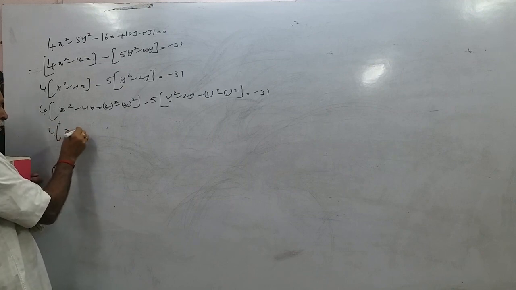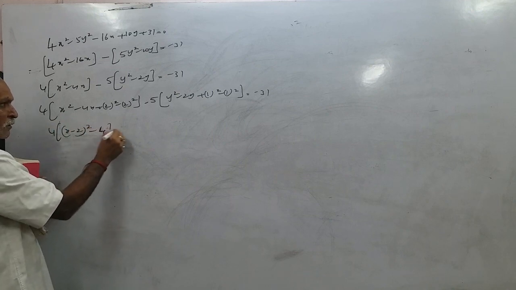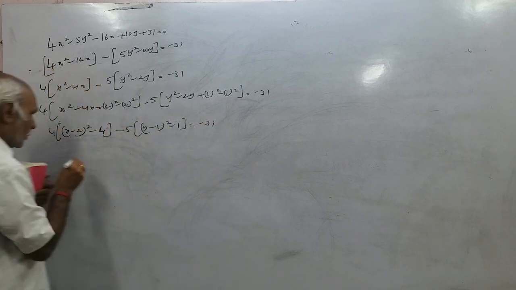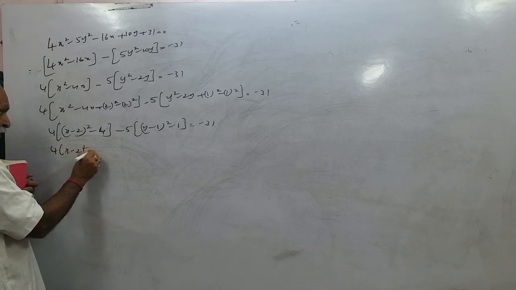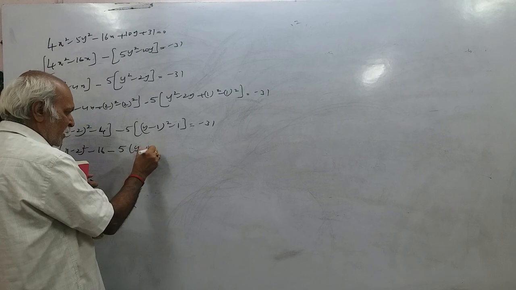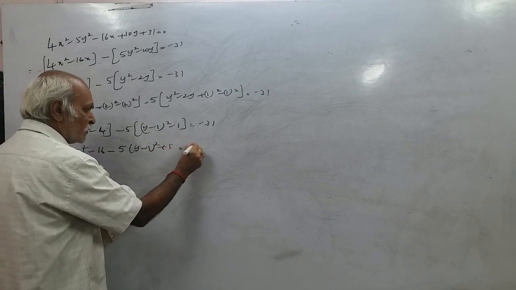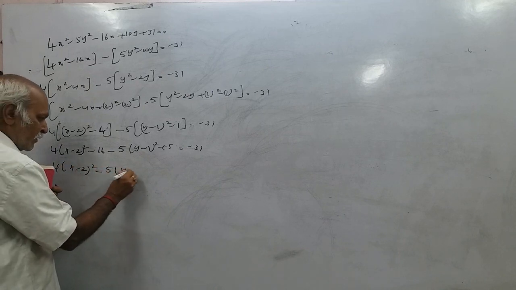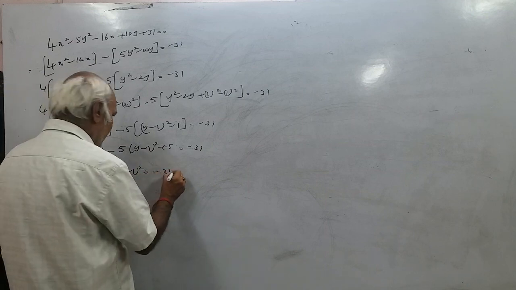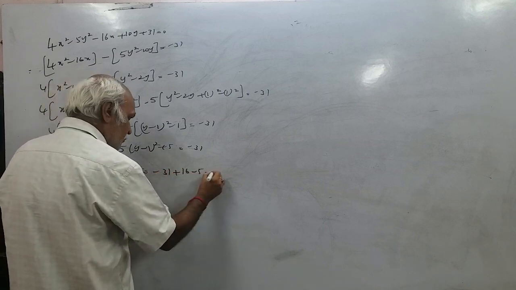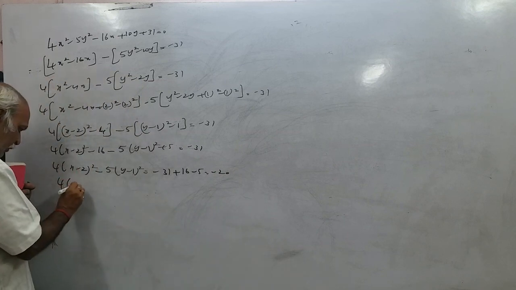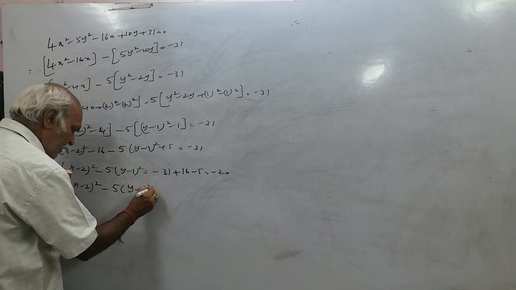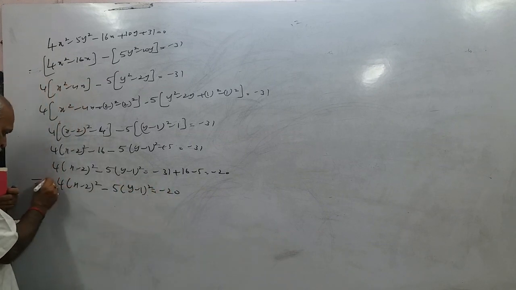So 4 into x minus 2 whole square minus 4, minus 5 into y minus 1 whole square minus 1. Observe here the problem. 4 into x minus 2 whole square minus 16, y minus 1 whole square plus 5 is equal to minus 31. So 4 into x minus 2 whole square minus 5 into y minus 1 whole square is equal to minus 31 plus 16 minus 5. So it will be minus 20. So 4 into x minus 2 whole square minus 5 into y minus 1 whole square is equal to minus 20. Here minus 20 has come.